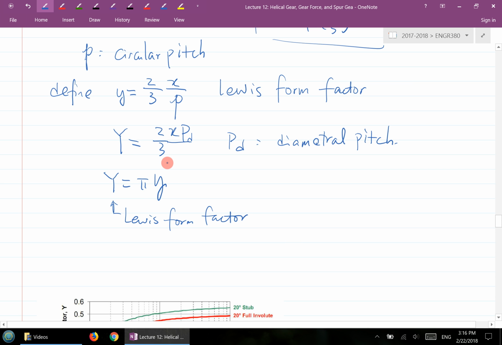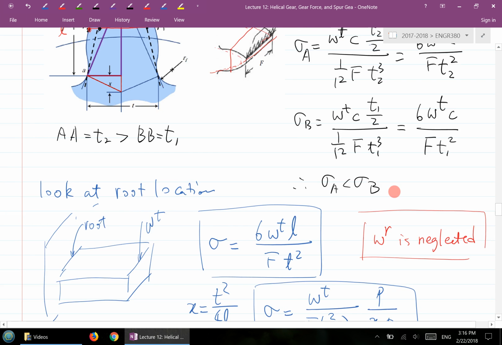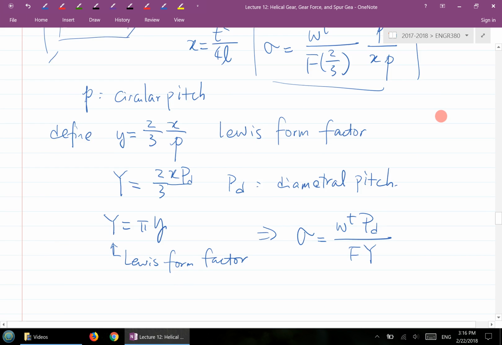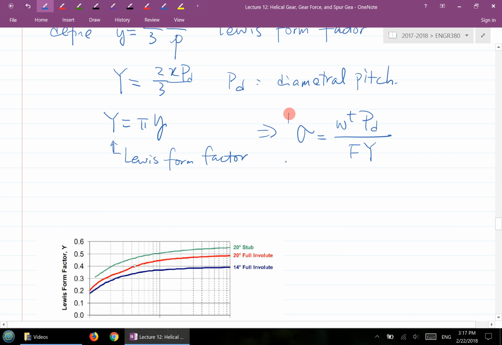So with this notation, your sigma can be rewritten into a format like this. WT times diametral pitch over the face width times the Lewis form factor. So this is where I need you to be a little bit vigilant. The F here is not a force. The symbol F here is the face width of the gear tooth. Now this is basically what we call the Lewis equation.